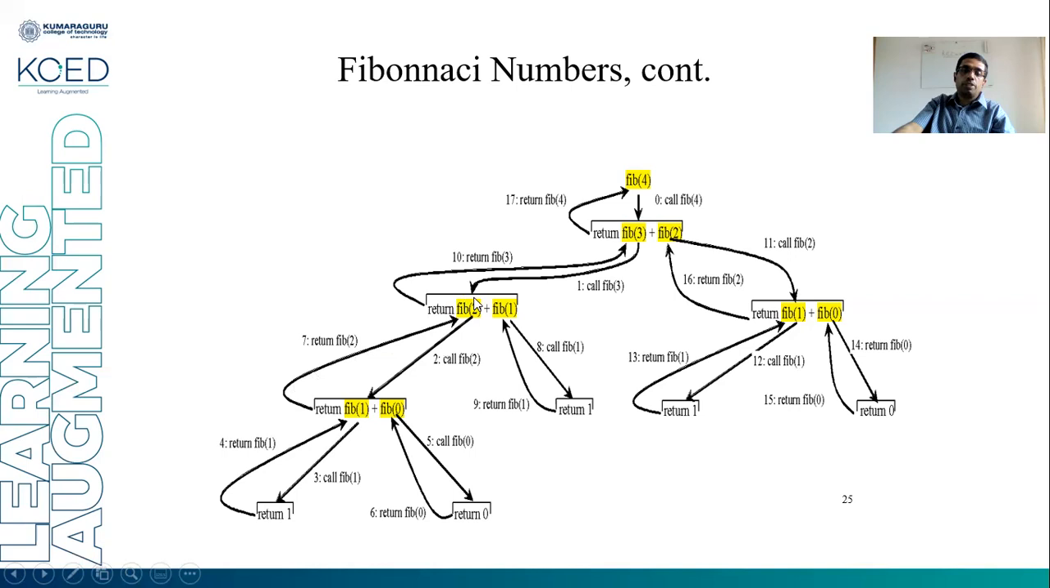Okay, fib of 2, the value is 1. And we are having fib of 1. Fib of 1, how it will happen? Return the value 1. So fib of 2 is 1, and as well as fib of 1 is 1. 1 plus 1 equal to 2. So fib of 3 value is 2 now. Fib of 3 is 2.